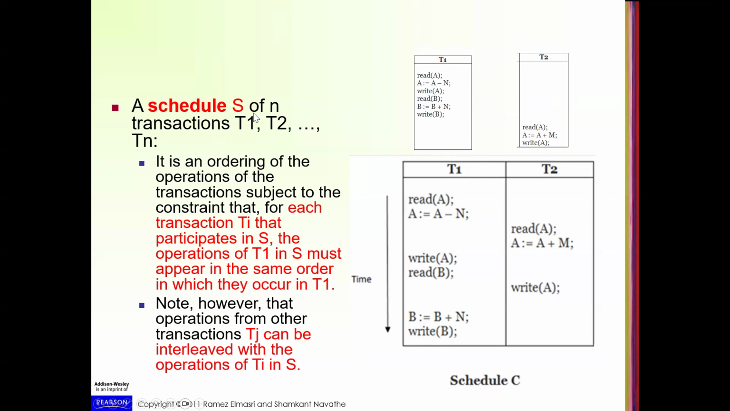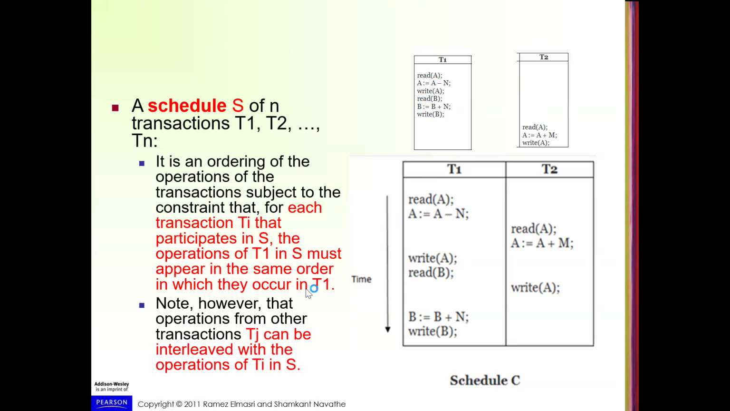Now let us see a schedule S of transactions T1 and T2. S is just a name. Any transaction schedule S has a number of transactions inside it, T1, T2, and so on. Now we have to notice these words: it is an ordering of operations of the transactions, subject to the constraint that for each transaction Ti that participates in S, the operations of Ti in S must appear in the same order in which they occur in Ti.